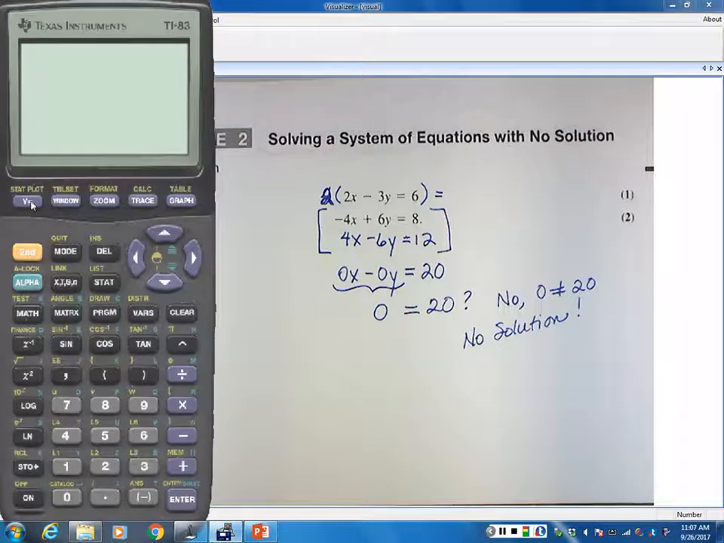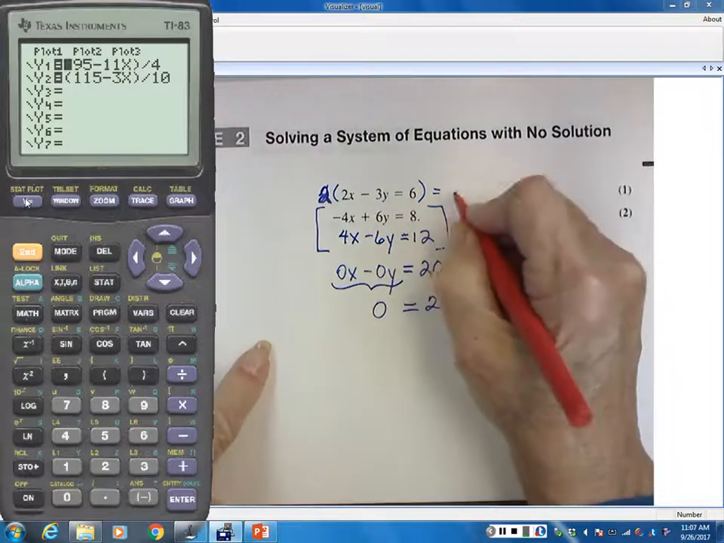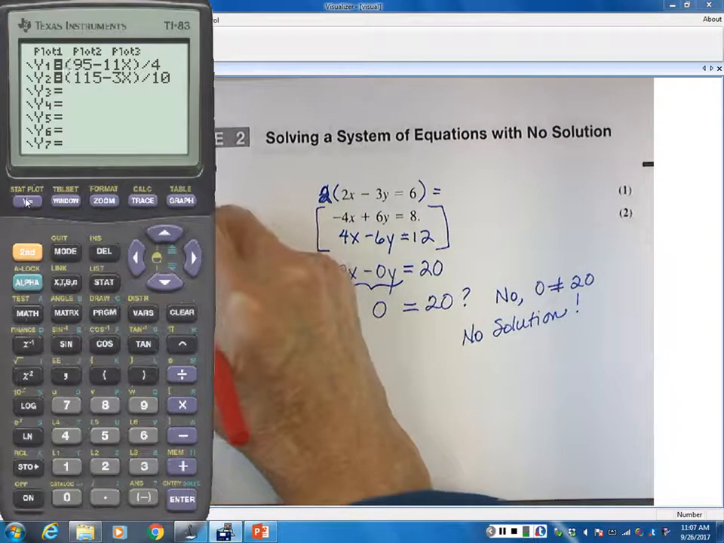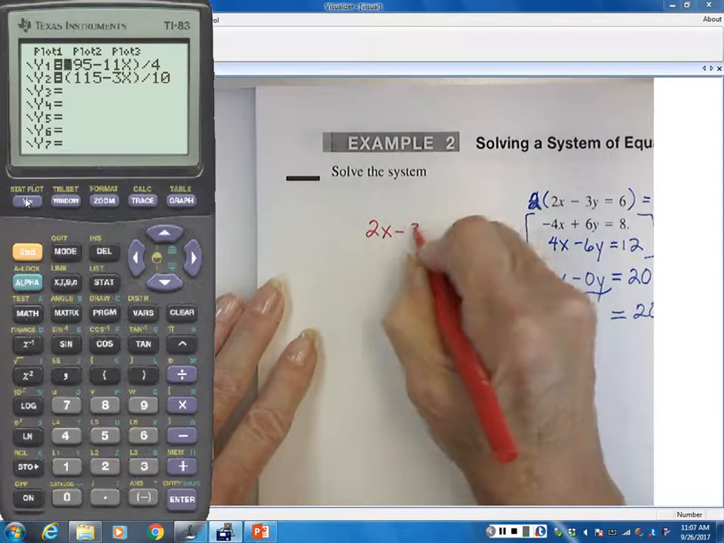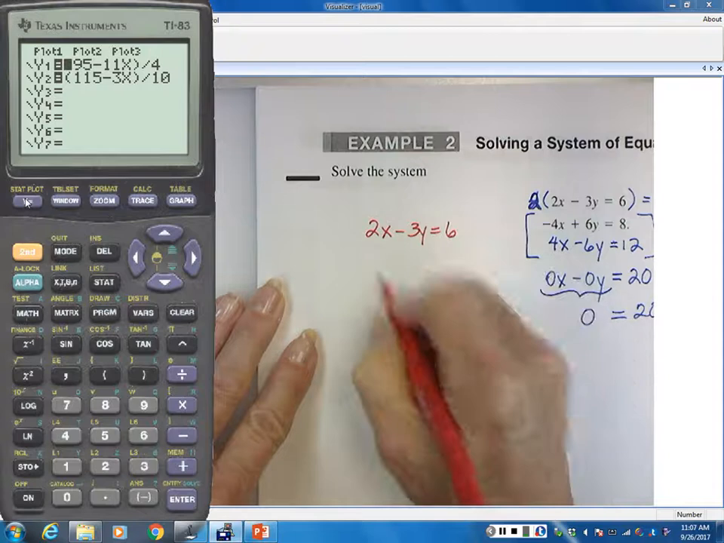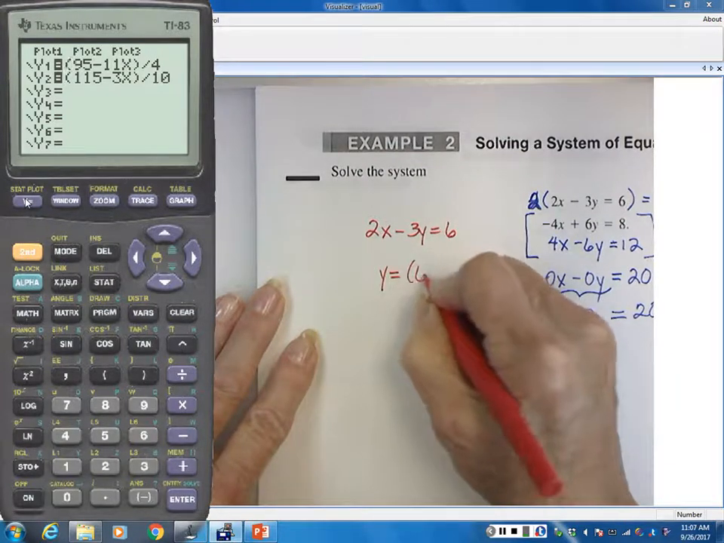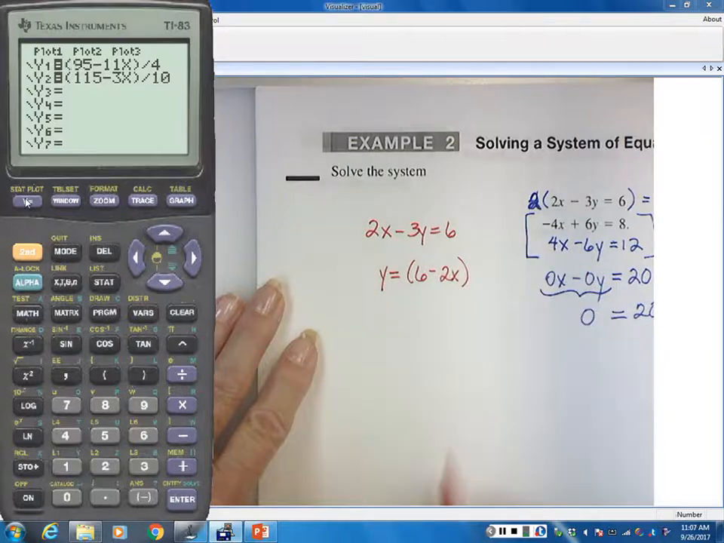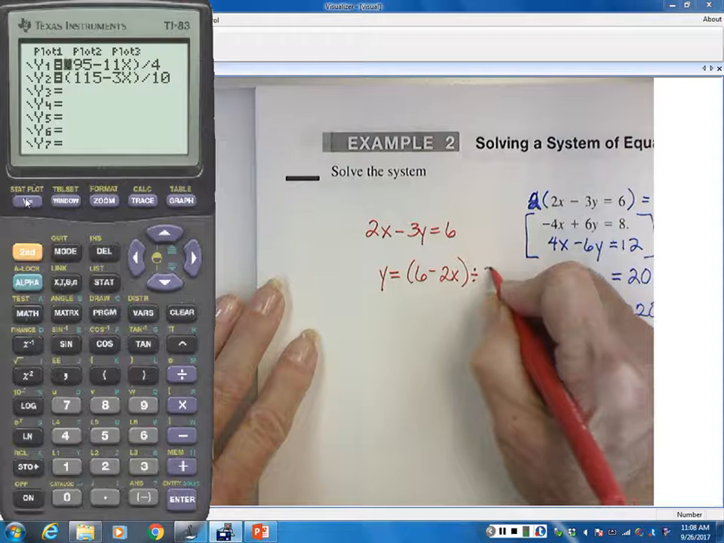We're going to use the same method we did before. I'm going to change our first equation into something I can put in the calculator. 2x minus 3y equals 6. I want to set that equal to y, so I need 2x over here with 6. So I subtract it from both sides. And then I need to divide both sides by -3. So that's going to be y1.